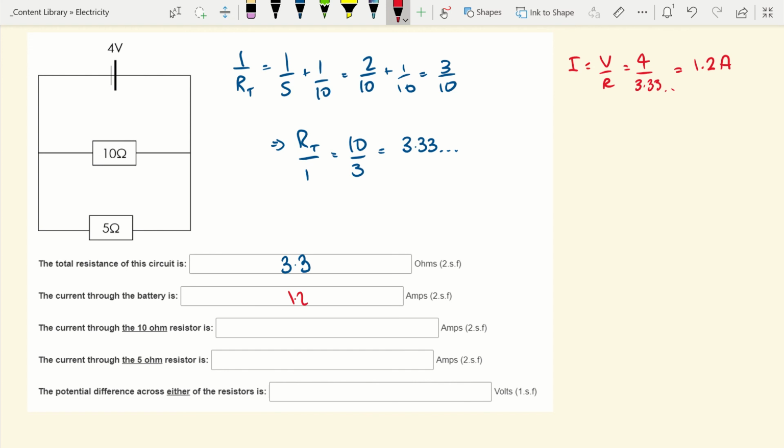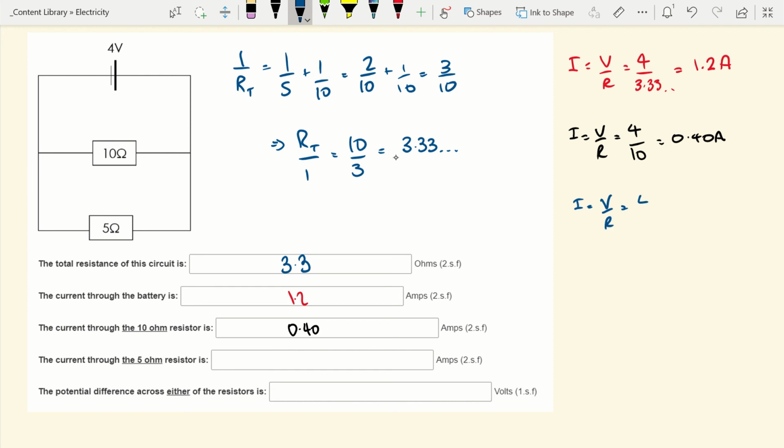The current through the 10 ohm resistor. To get the current, we're just going to do V over R. So the potential difference across the 10 ohm is 4. Its resistance is 10. So you can see that that's going to be 0.40 amps there.